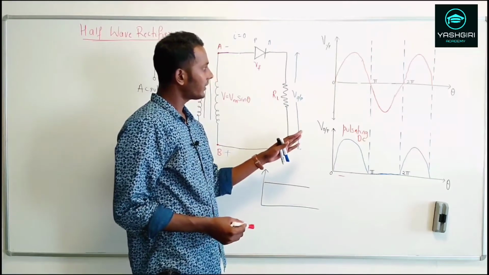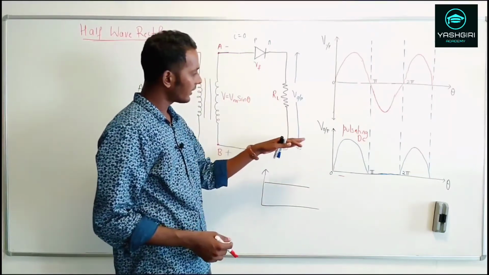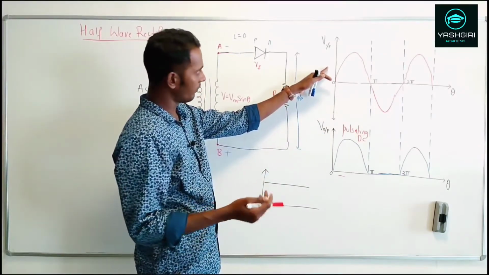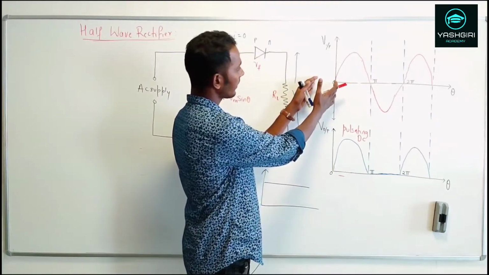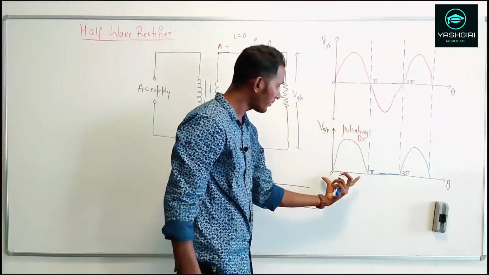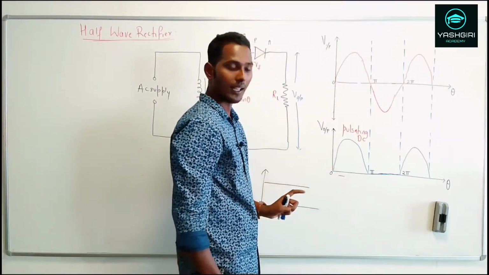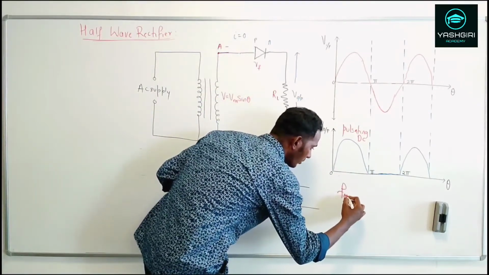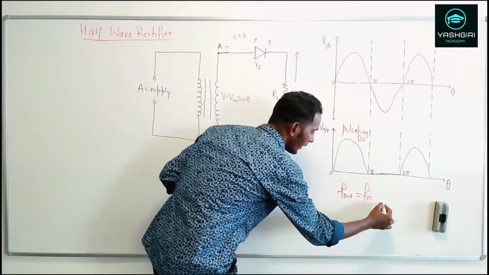Now if I want to comment on the input frequency and output frequency, what I can say is that the output frequency is equal to the input frequency. In simple words, when the input AC signal completes its one cycle, that is from 0 to pi, at the same time you will find that the output DC signal also completes a half cycle. So I can write it as F out, that is the frequency of the output, is equal to the frequency of the input.